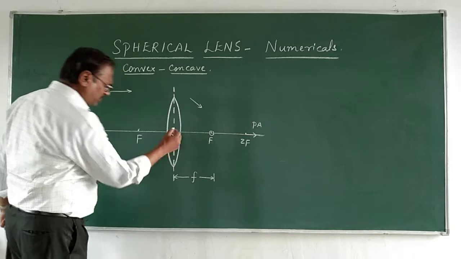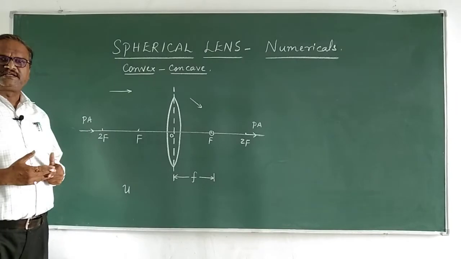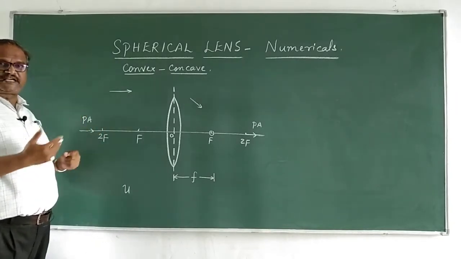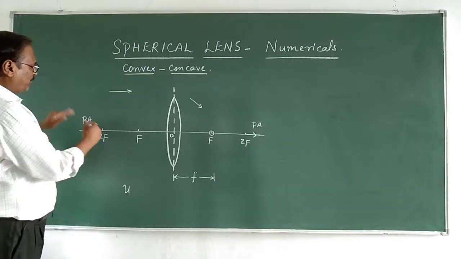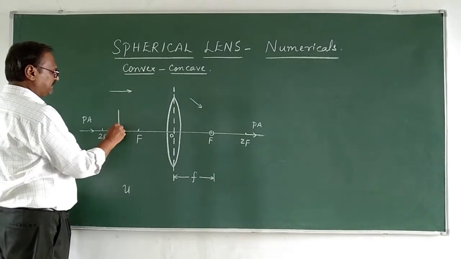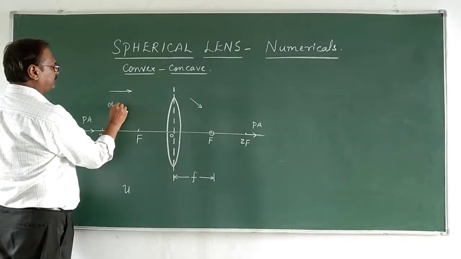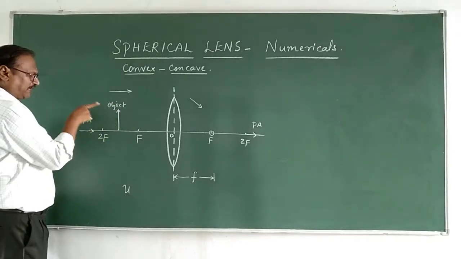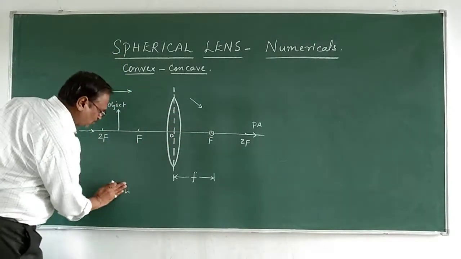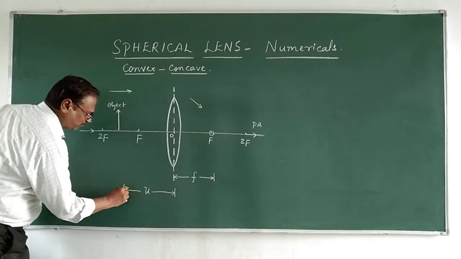Now, you know there are two other terms, object distance. An object can be a candle's flame, or a pin, in the optical bench you will use a pin. Suppose I keep the object somewhere at this point, this is the object. Now when I keep the object, naturally light is coming in this direction and the focus is here. So this distance you call the object distance, or U.